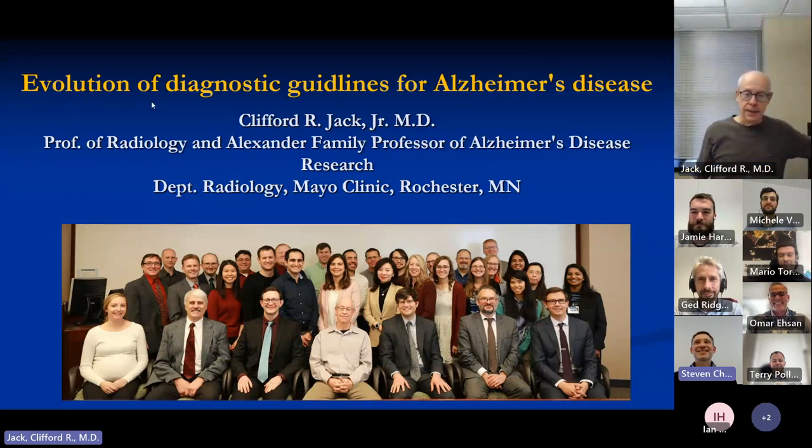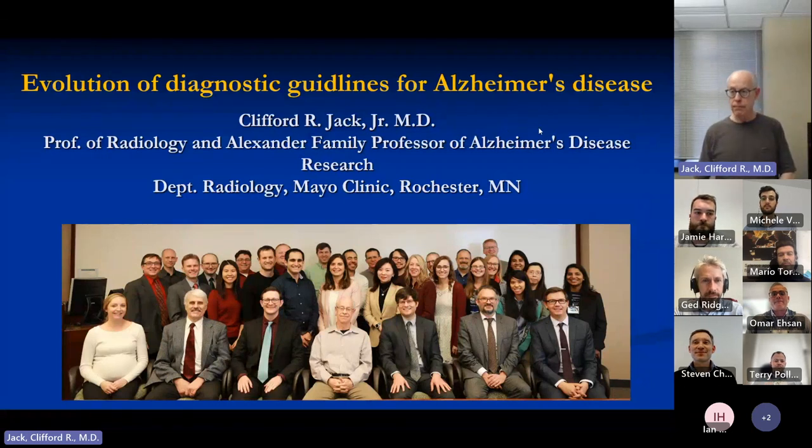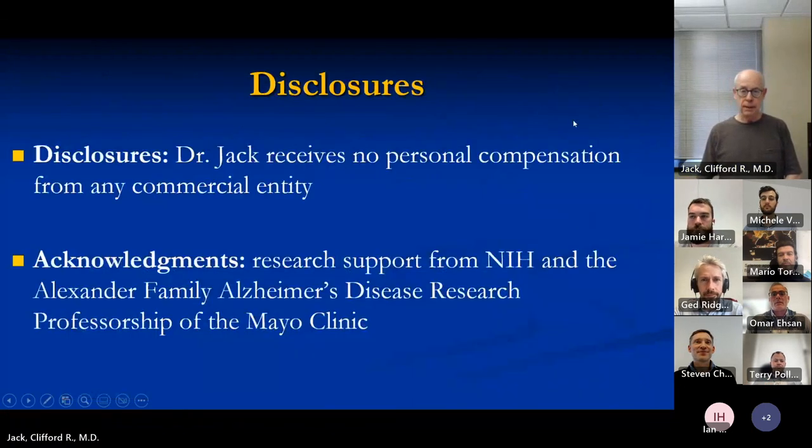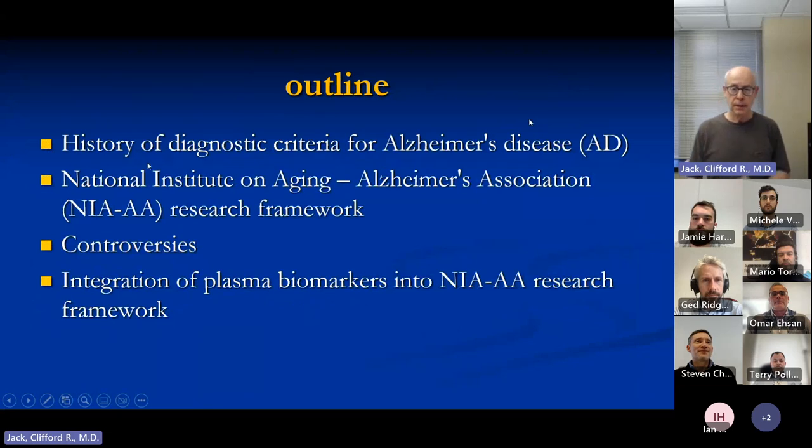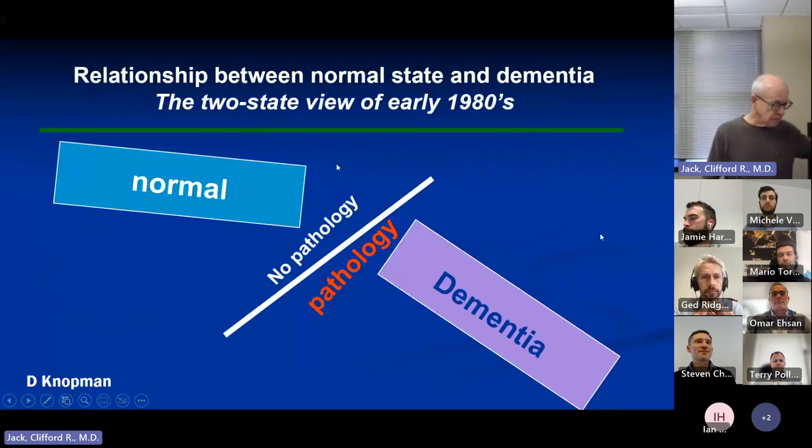So anyway, this is what I'll talk about, evolution of diagnostic guidelines for Alzheimer's disease. Disclosures, nothing much to disclose, no personal compensation. So this is what I'll talk about. First, I'll describe a little bit my sense of the history of diagnostic criteria for Alzheimer's disease.